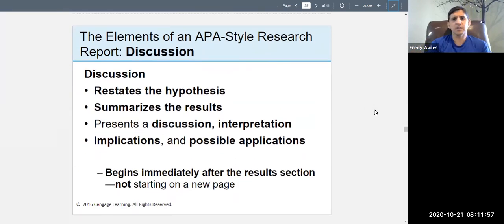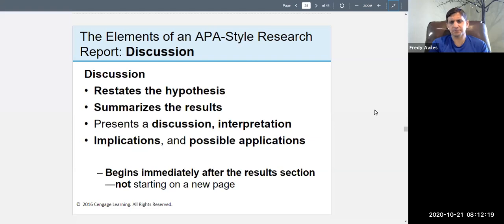After the results section comes the discussion section. In the discussion section, again, it begins immediately after the results section. You don't start a new page, right? That's what it says at the bottom there. The discussion section restates the hypothesis. It restates your prediction or predictions. You might have had more than one. And here you summarize the results again.